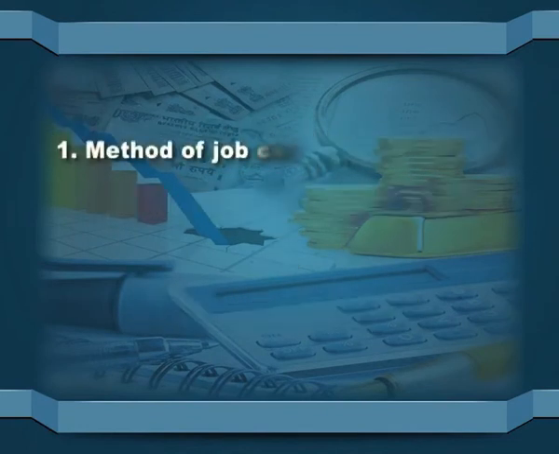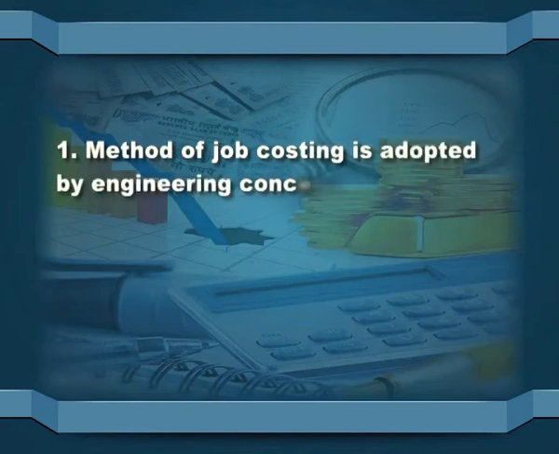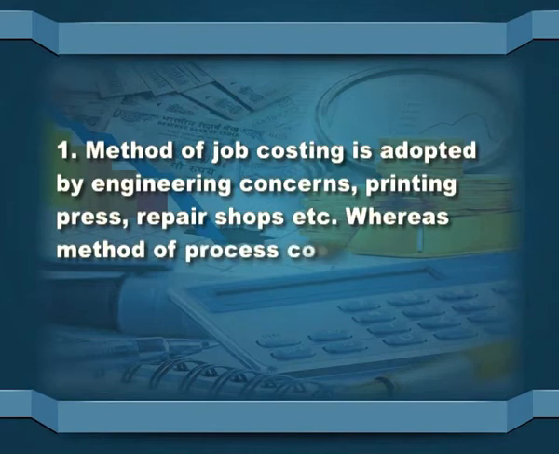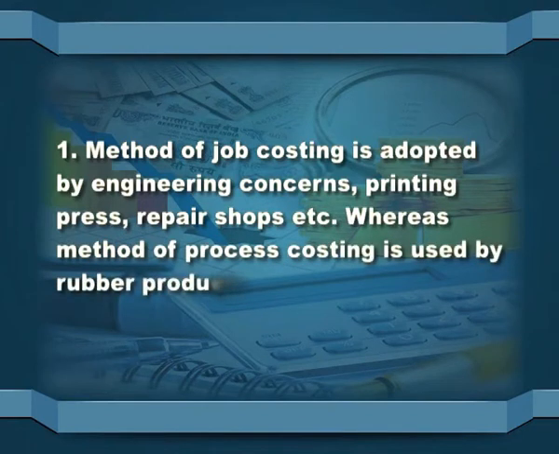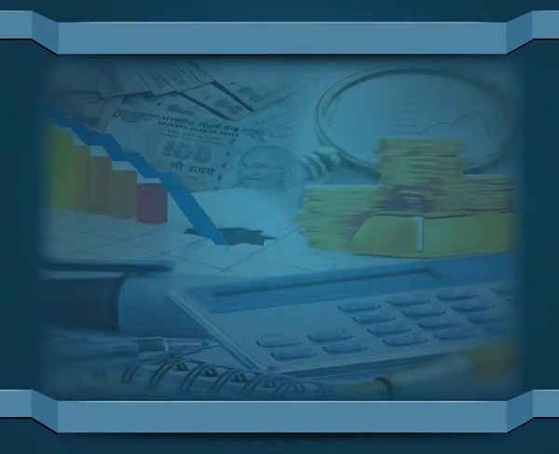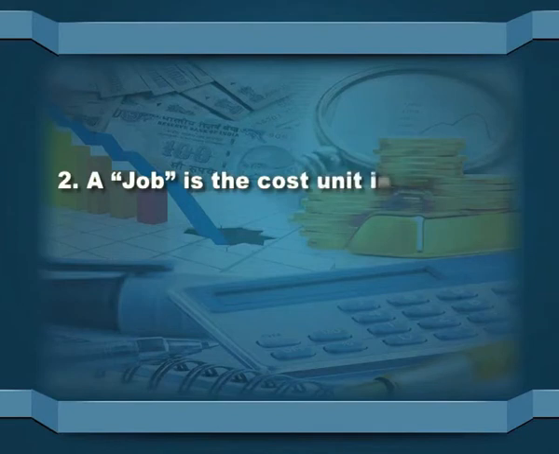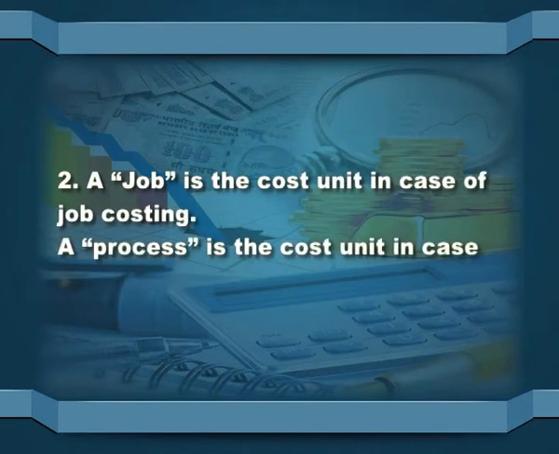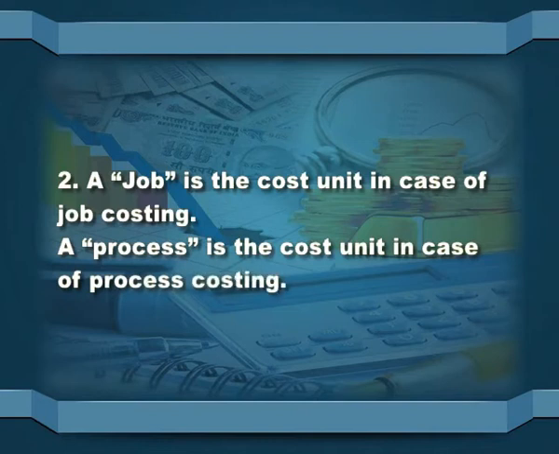Number 1. The method of job costing is adopted by engineering concerns, printing presses, repair shops, etc., whereas the method of process costing is used by rubber products, chemical products companies, etc. Number 2. A job is the cost unit in case of job costing. A process is the cost unit in case of process costing.